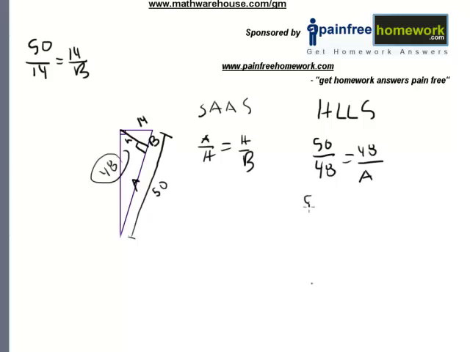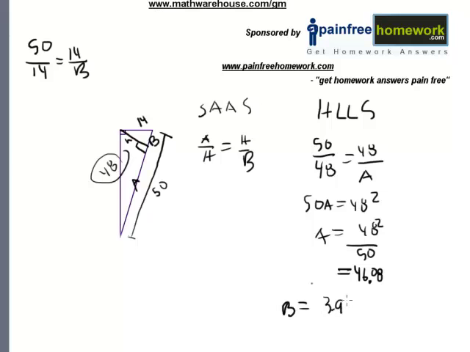We're going to cross multiply to get 50A equals 48 squared, and A equals 48 squared over 50, or 46.08. So since that's the value of A, it's pretty easy to figure out what B is. B is just 50 minus 46.08, or 3.92.